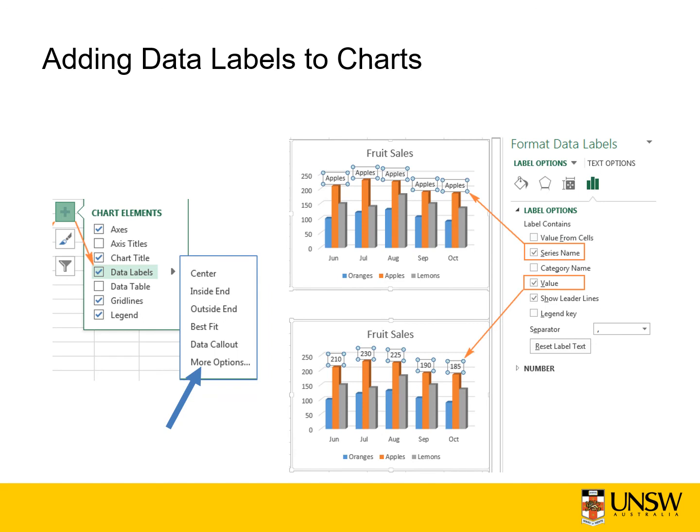To change what is displayed on the data labels in your chart, click the Chart Elements button, then Data Labels, and click More Options to open the Format Data Labels pane. Then go to the Label Options tab and select the options you want under Label Contains.